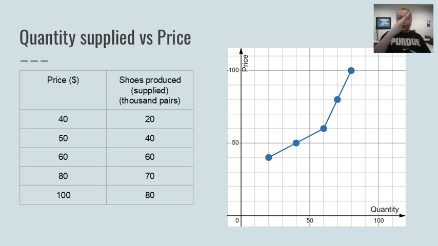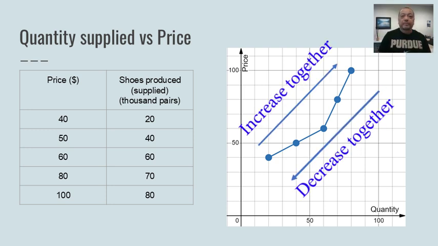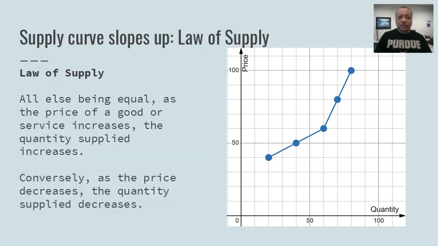You'll notice that the supply curve slopes up. It means as price increases from bottom to top, the dots move to the right, showing that quantity supplied also increases. Mathematically, when the curve slopes up, or a positive slope, the two variables increase or decrease together. That is the law of supply. All else being equal, as the price of a good or service increases, the quantity supplied increases. Conversely, as the price decreases, the quantity supplied decreases.